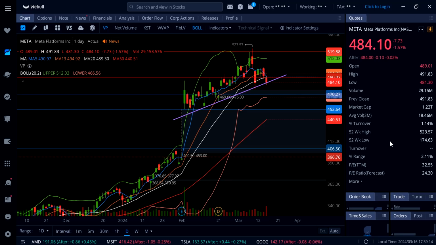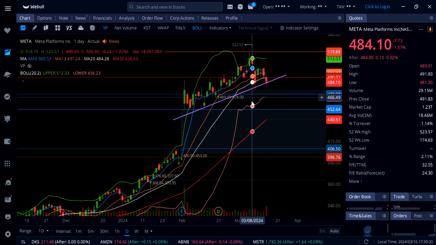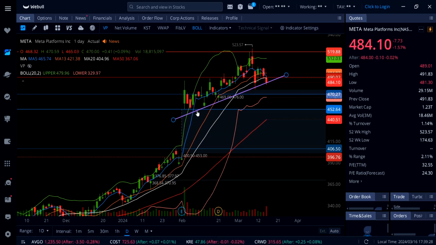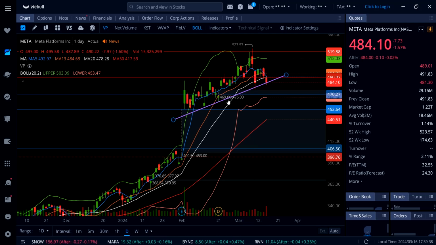On Meta, it's down 1.57%, and now Meta is trading below this critical support at 490, and it's under the 20-day moving average, which is also sitting just below 490. It's trading at 484 at the close, barely holding this uptrend, which is sitting at 484. So this is going to be a critical level to watch, this uptrend here on Meta at 484, and below that you're going to see a dump all the way down to this gap just below 470.